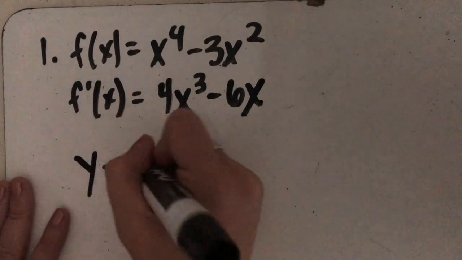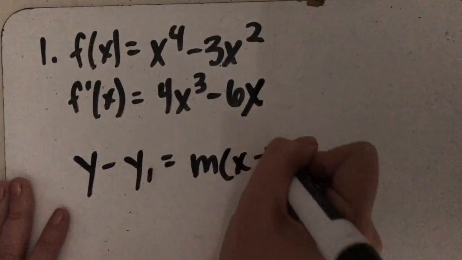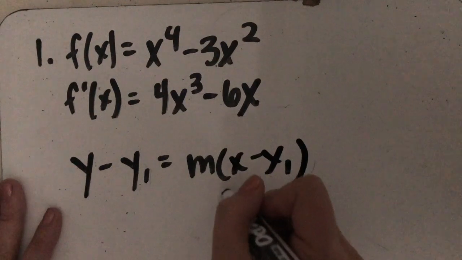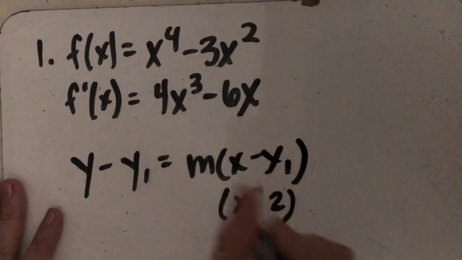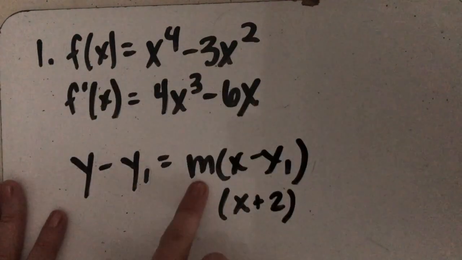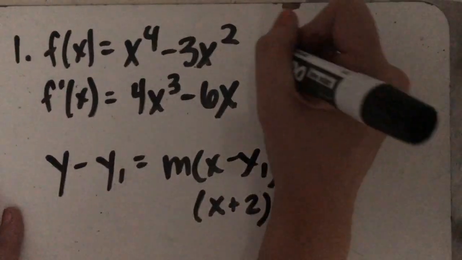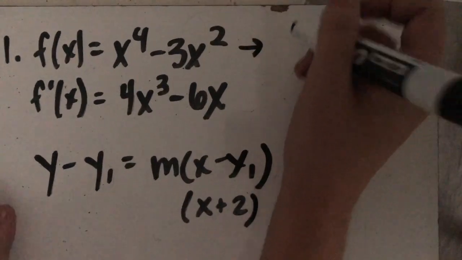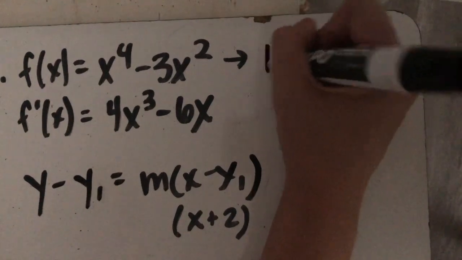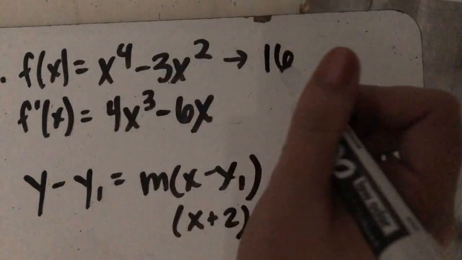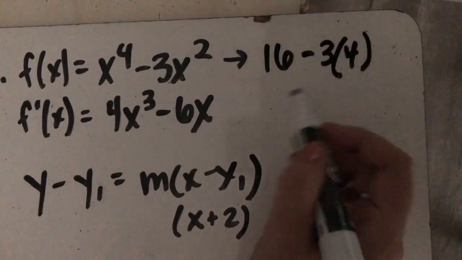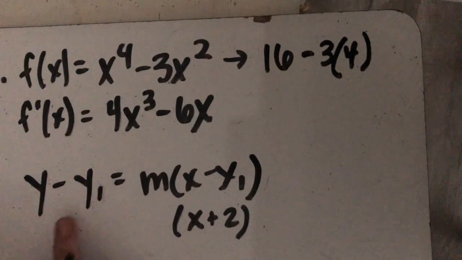So I want y minus y1 equals m times x minus x1. My x1 they gave to me is -2, so this would be x plus 2. I need to find my m and my y1. Remember, my y1 comes from the original, my m comes from the first derivative. So I'm going to plug in -2 to both of these. I would have 2 times 2 times 2 times 2, which would be 16, and be positive because I have an even exponent. And then minus 3 times 4, so 16 minus 12 would be 4. So y1 would be 4 here.